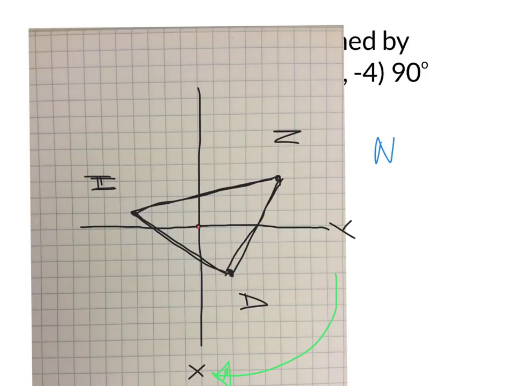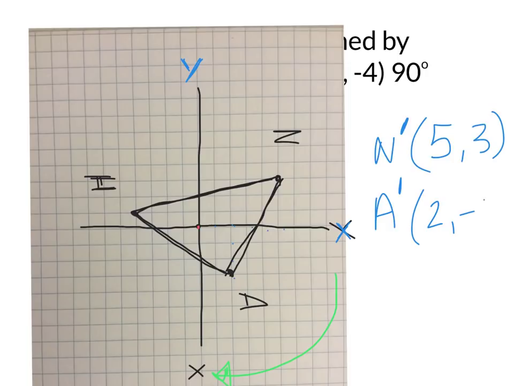So if we look at N, and now this is our x-axis and this is your positive y-axis, N is at 1, 2, 3, 4, 5, 1, 2, 3, so (5, 3) is the new point for N prime. A prime, the image here, is at 2 to the right and 3 down. So (2, -3). And H prime, 1, 2, 3, 4, 1, is at (-4, 1).